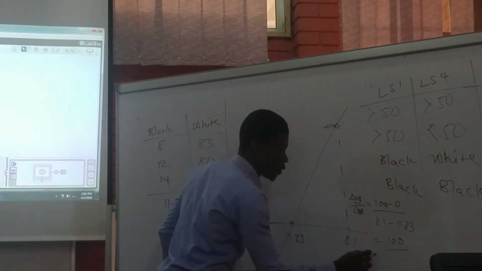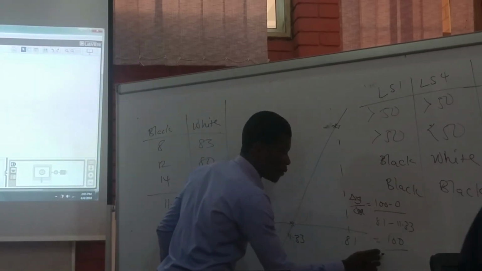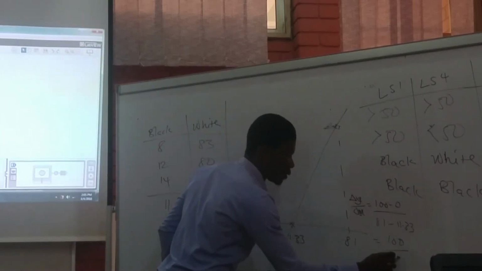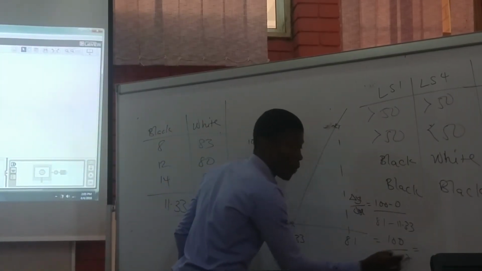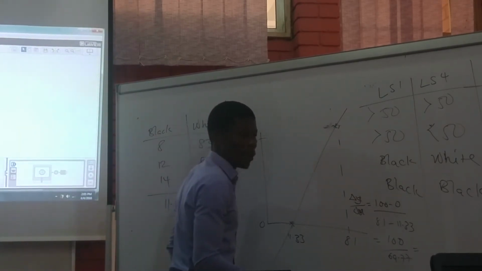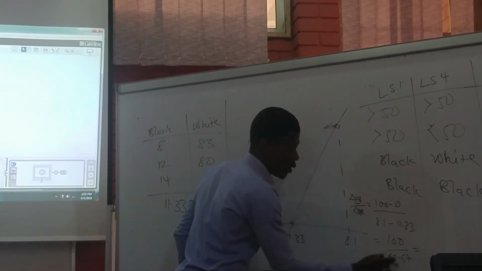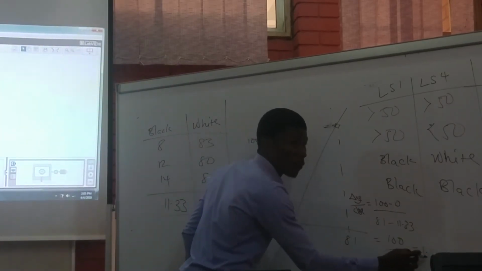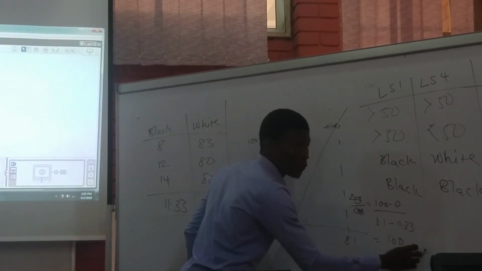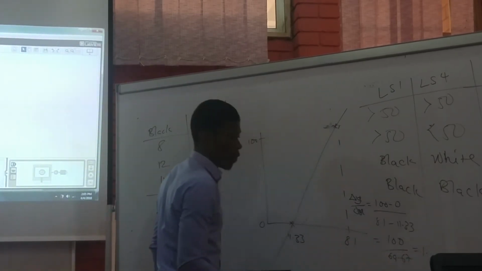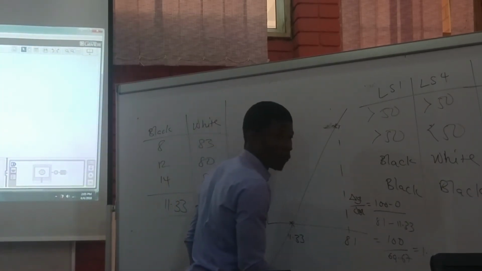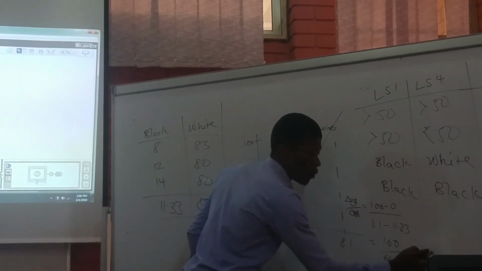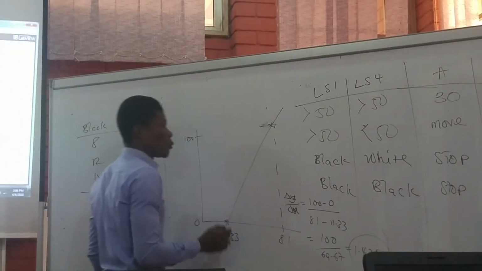And that gives us 100 over 69.67. What's 100 divided by 69.67? 1.435. Good. So we have our M as 1.435.